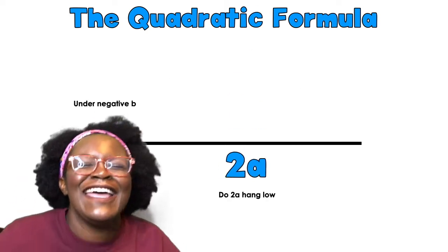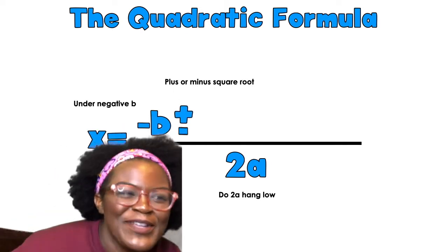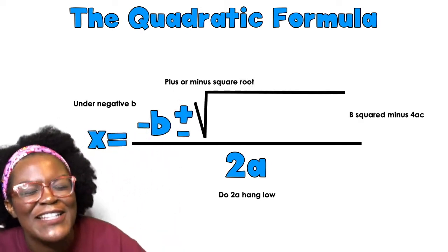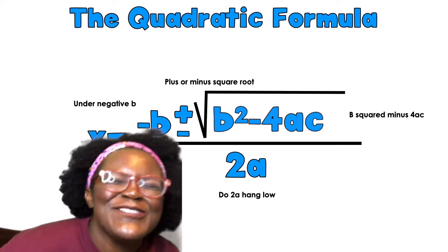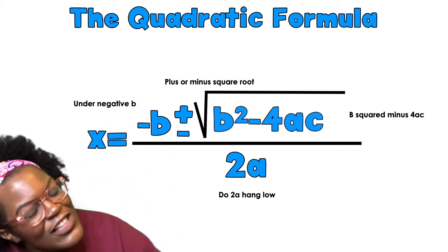Due to A, hang low under negative B, plus or minus square root, B squared minus 4AC. If you practice that quadratic, you will know it automatic. Due to A, hang low.